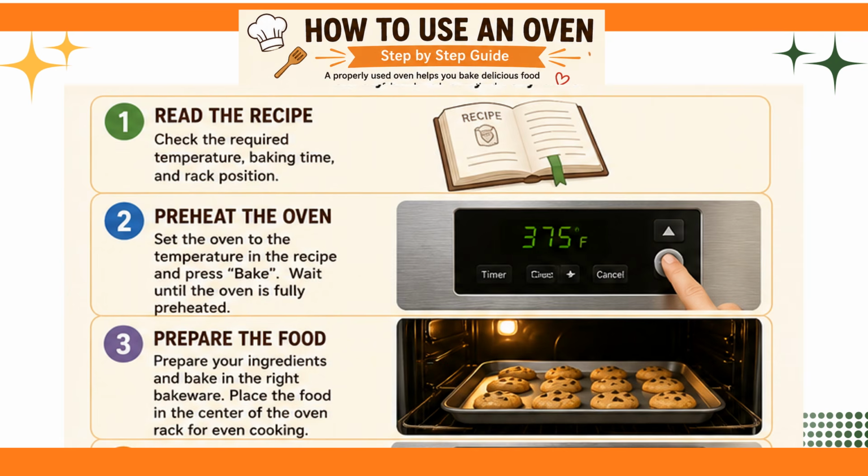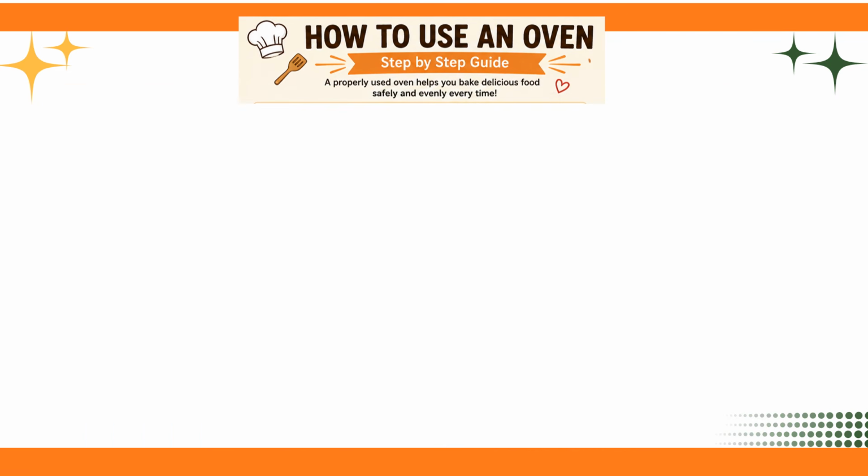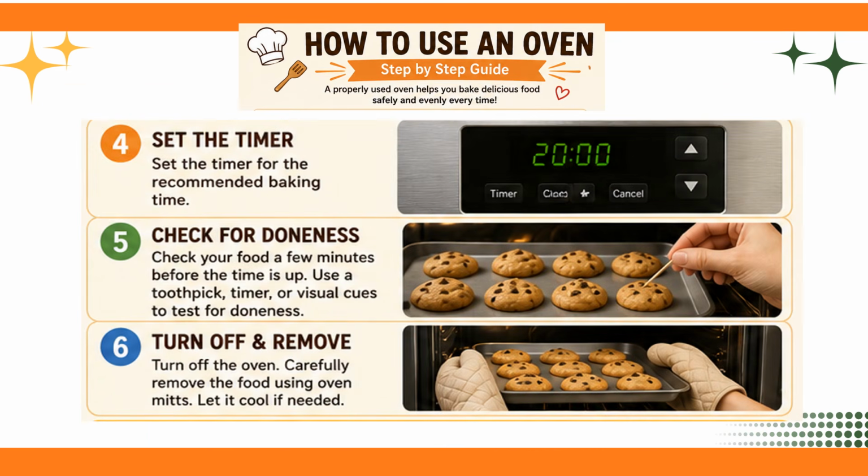3. Prepare the food. Prepare your ingredients and bake in the right bakeware. Place the food in the center of the oven for even cooking. 4. Set the timer. Set the timer for the recommended baking time. 5. Check for doneness. Check your food a few minutes before the time is up. Use a toothpick, time, or visual cues to test for doneness.